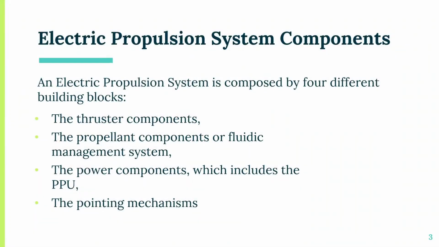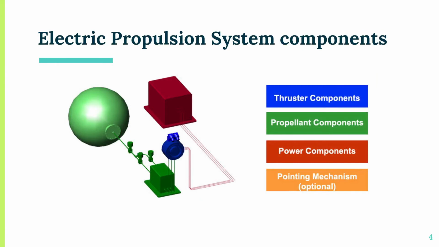So we will see what the electric propulsion system components are. An electric propulsion system is composed of four different building blocks. The first is the thruster component. Second is the propellant component or fluidic management system. Third is the power component, which may include the PPU, and the last one is the pointing mechanism, which is used to direct the thrust.